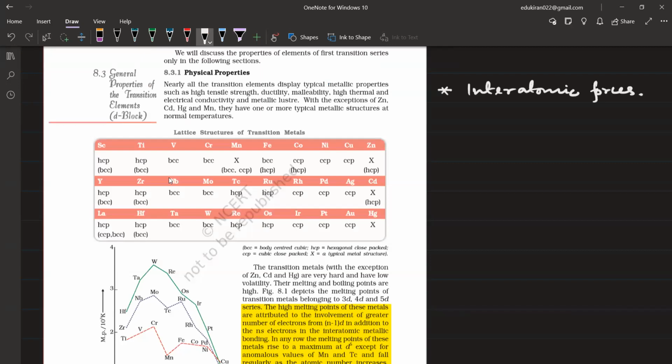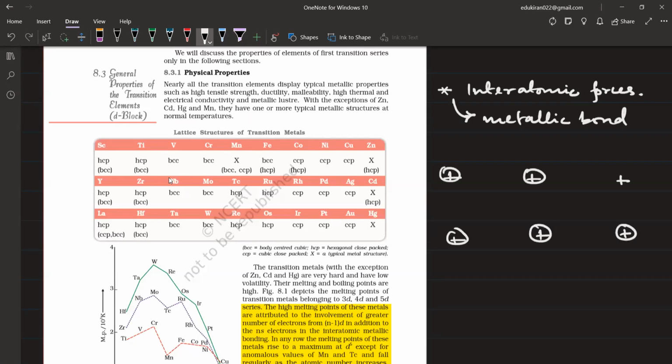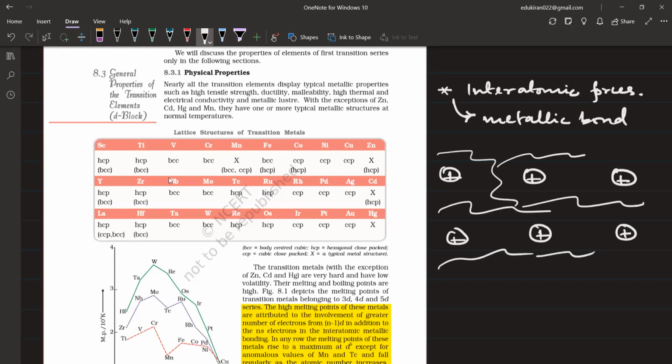Now, interatomic forces in metals are what? Metallic bond. What is a metallic bond? You have positive, positive, positive. These are the atoms, the nuclei of different atoms. And in this way we have a sea of free electrons like this. Not paired electrons. We have unpaired electrons which are moving freely in a sea of positively charged nuclei.